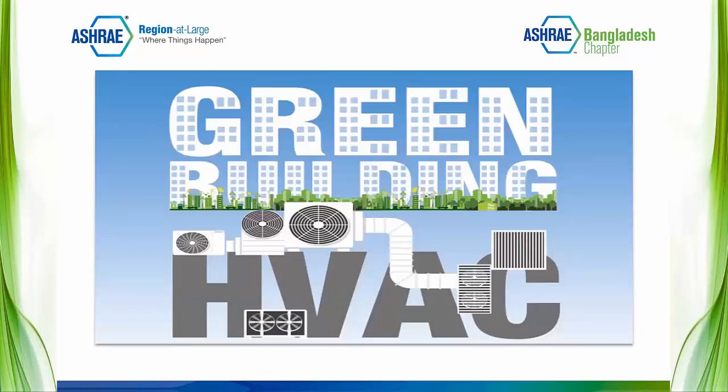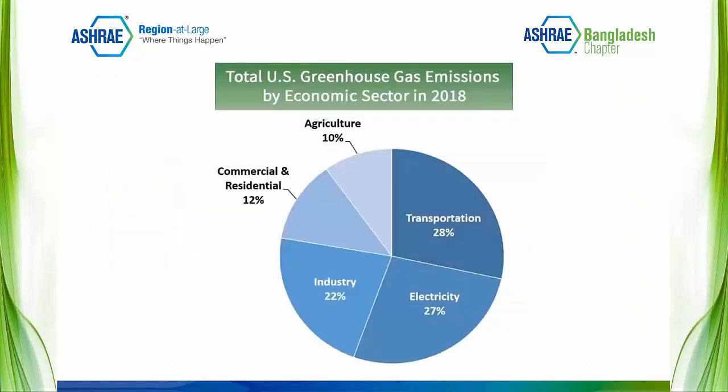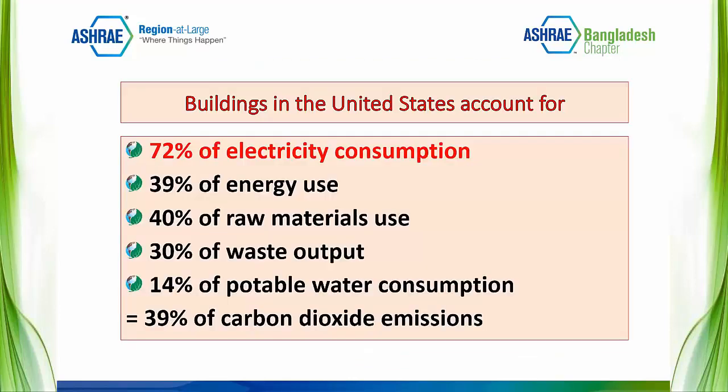Now, let's link this global warming, this 39% emission, to the HVAC percentage, okay? Again, the 39, 33, 28, see what happened. Again, if you see the numbers in a different way, there's agriculture, commercial, residential, industry, and electricity is 27% of the total carbon emission. 27%, electricity is the culprit of total emission. Now, out of this 27%, 72% is consumed by the building.